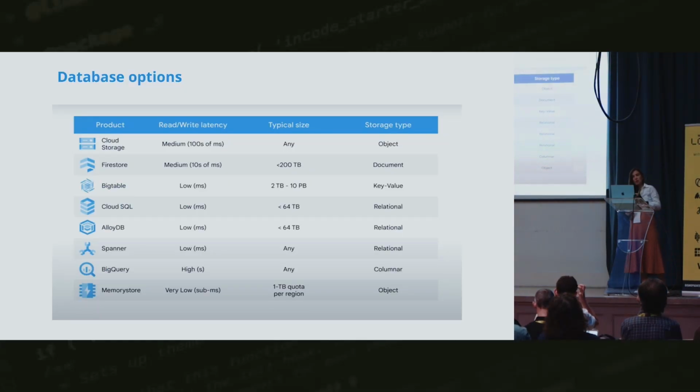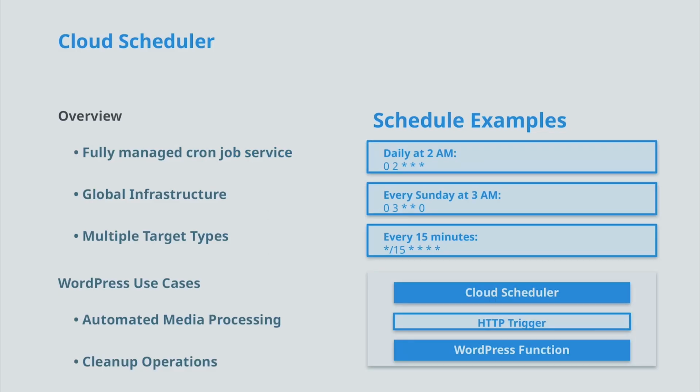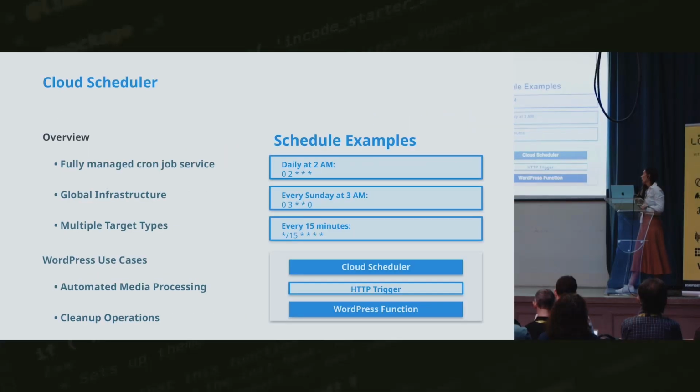And in my experience, another very useful thing is Cloud Scheduler. Cloud Scheduler performs any cron jobs depending on whatever task you want to execute. And it can call cloud functions, do automatic media processing, depending on the schedule that you need.